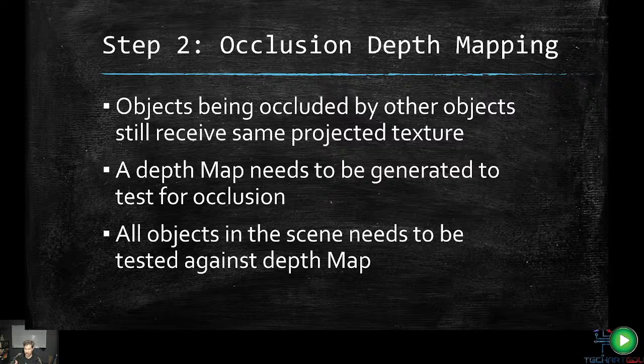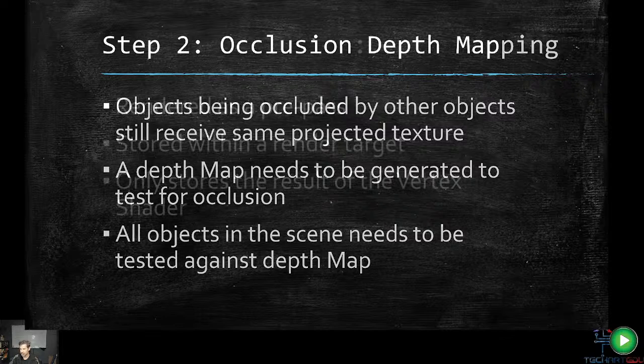Knowing that certain objects are closer to the light than other objects, we need to create something called a depth map to measure all of the distances from the light to all the objects in the scene. All the objects in the scene then need to be compared using the depth map as a way of judging relative distance from the object to the light that is projecting and creating the shadow.